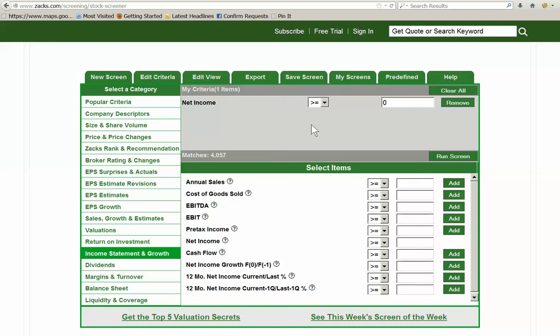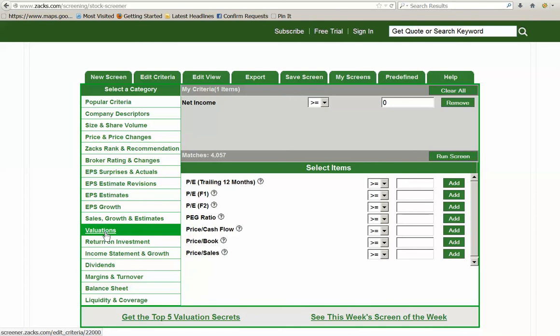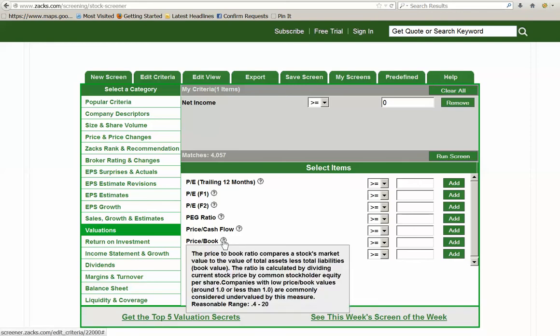I'm also interested in valuations, and particularly I'm interested in price divided by book. Now price divided by book, actually I'll mouse over this and you can read this at your leisure, but let me give you the short version, is the stock market's value of the stock, so the total value of the stock, divided by the stock's book value, and the book value is the total assets less the total liabilities. So a shorthand way of thinking about that is if you purchased the whole company, sold all of the assets and paid off the liabilities, how much would you have left?